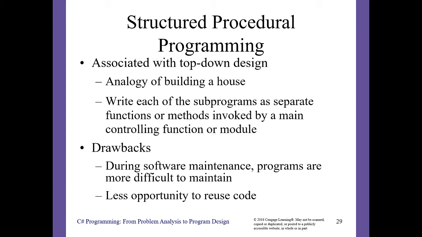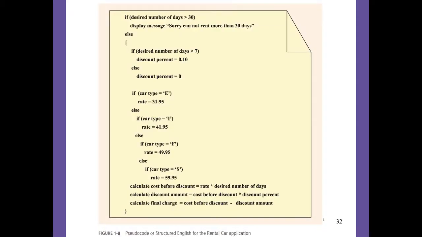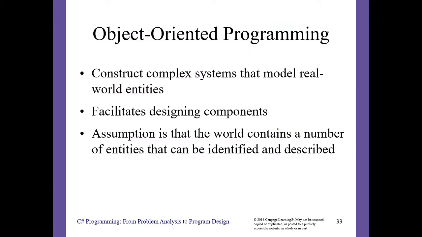Now, whenever we're talking about procedural programming, this might seem to be the easier way at first. It's kind of like building a house. We are going to write each of our subprograms as separate functions and methods, and we're going to have kind of a main function that controls everything. There are some drawbacks to this kind of programming. It can be more difficult to maintain these programs, and there's less opportunity to reuse our code. We're doing a lot of different things.